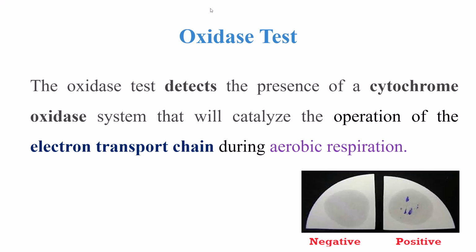Now we will start with the oxidase test. The oxidase test detects the presence of the cytochrome oxidase system that catalyzes the operation of the electron transport chain during aerobic respiration. The cytochrome oxidase system is a crucial component of the respiratory chain for aerobic bacterial species, and also for eukaryotic cells. It's found in the inner membrane of the mitochondria and is responsible for the last stage of aerobic respiration, which is the electron transport chain.